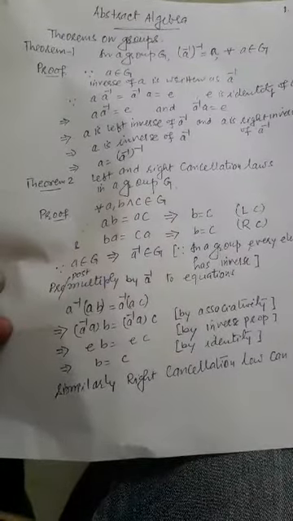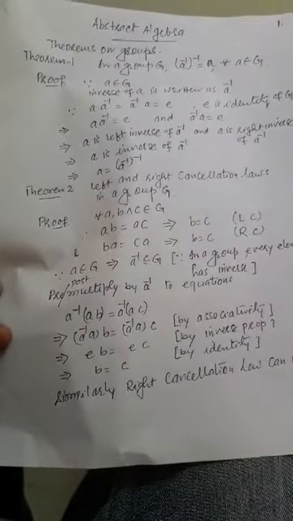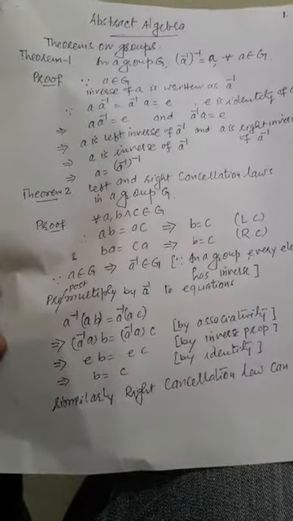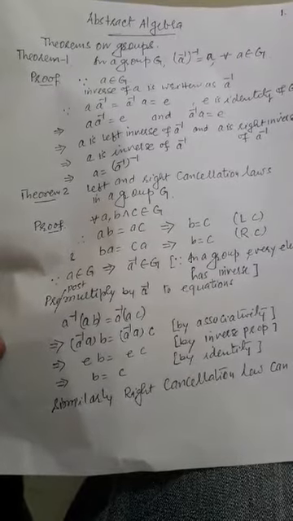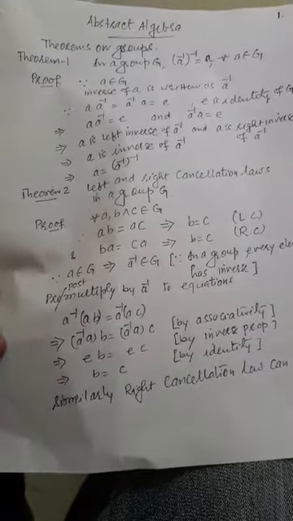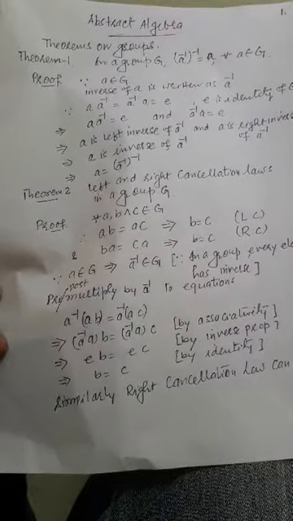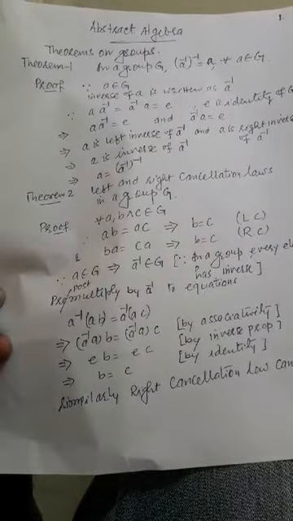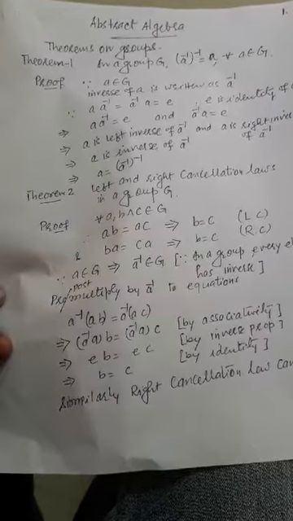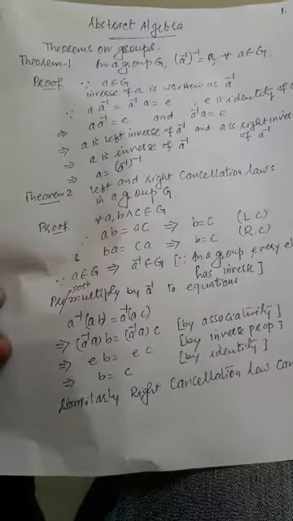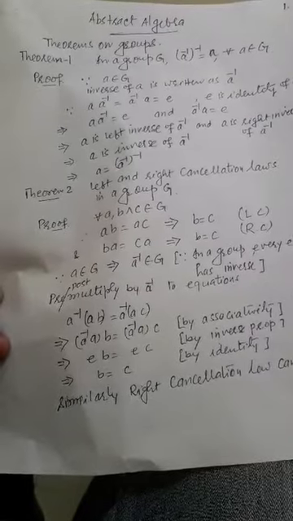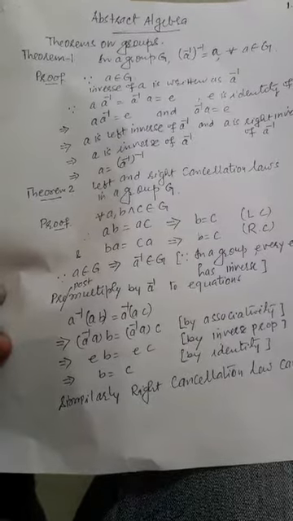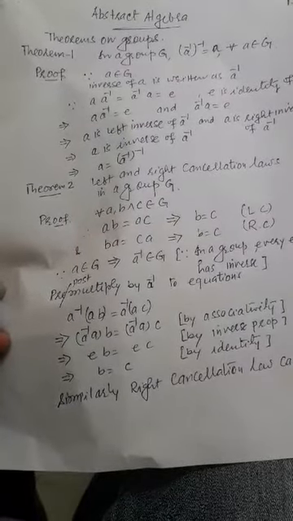Now the next theorem: left and right cancellation laws in a group. Proof. Let G be a group and we consider three elements a, b and c belonging to G. Then ab equal to ac implies that b equal to c. This is said to be the left cancellation law. Similarly, ba equal to ca implies that b equal to c, which is said to be the right cancellation law.